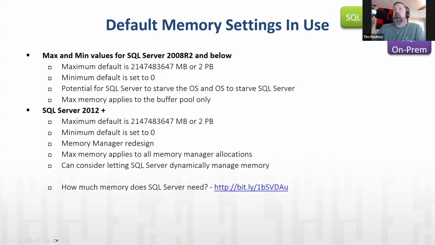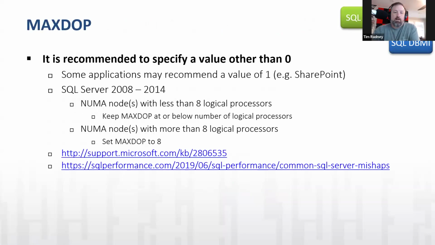All right, moving along. Max degree of parallelism. With this one, there's newer guidance. Your default of 0 would be up to 64 cores that SQL Server could use for parallel plans. For SQL 2008 through 2014, it was pretty straightforward. If you have 8 or fewer cores, you set the value to the number of cores. With more than 8, start with 8 and then adjust.